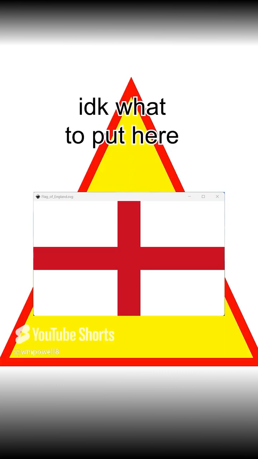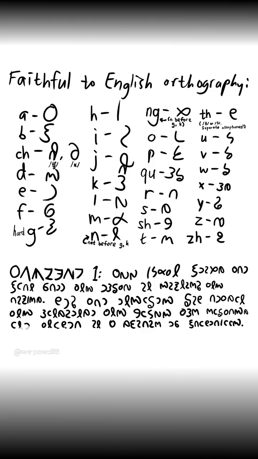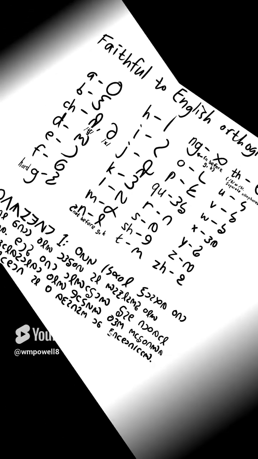The same thing cannot be said about English though, and because of this there are two ways to go about writing English. The first is to be faithful to the English orthography and map each letter or combination of letters, and the second is to do the same but with the actual sounds instead.